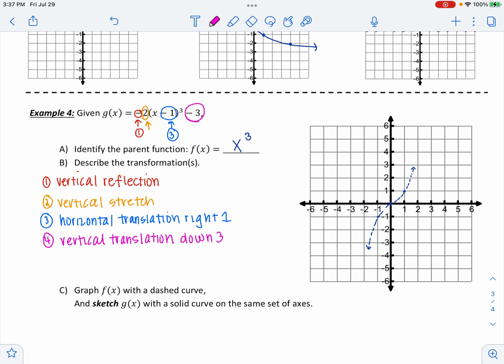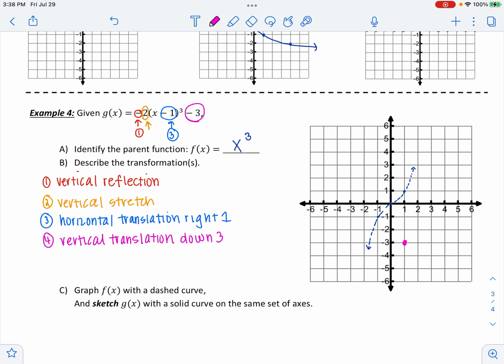All right, now we just need to do a sketch of this, and this problem will be done. So what you're going to do is start off by using your translations to graph your new 0, 0. So right 1, down 3. Right 1, down 3 is right here. So there's my new 0, 0.